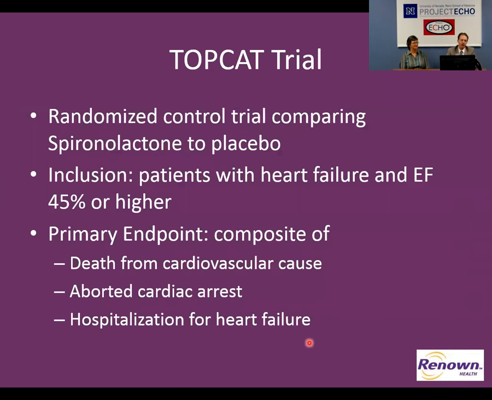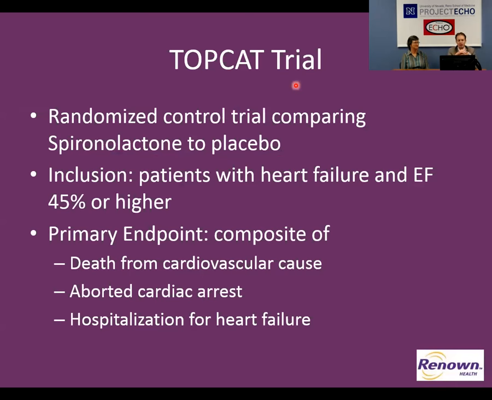So we talked about beta blockers, ACE inhibitors, and ARBs. But what I did not talk about, what is not in the guidelines, is aldosterone antagonists. And amongst most heart failure specialists and cardiologists, our belief is that actually spironolactone does improve outcomes in heart failure with preserved ejection fraction. That was not borne out in the trial that I'm referencing, which is called the TopCat trial.